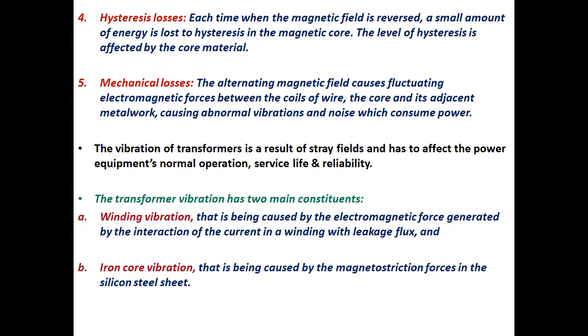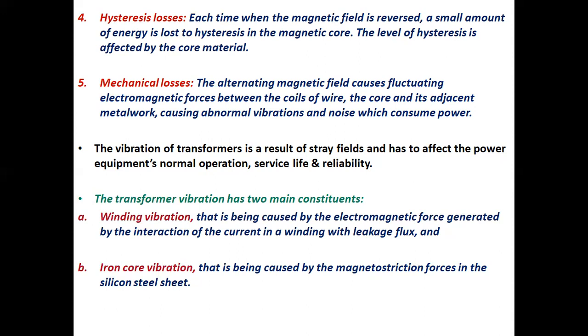Number five, mechanical losses. The alternating magnetic field causes fluctuating electromagnetic forces between the coils and wire, the core and its adjacent metalwork, causing abnormal vibrations and noise which consume power. The vibration of transformers is a result of stray fields and affects the power equipment's normal operation, service life and reliability.